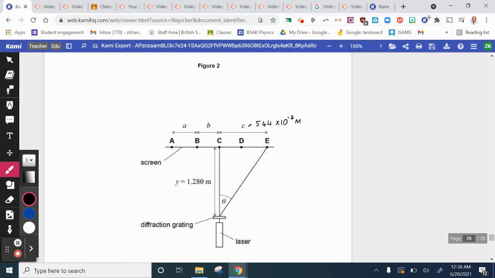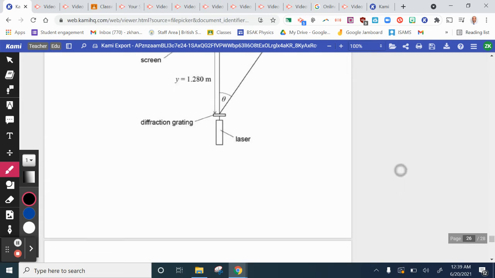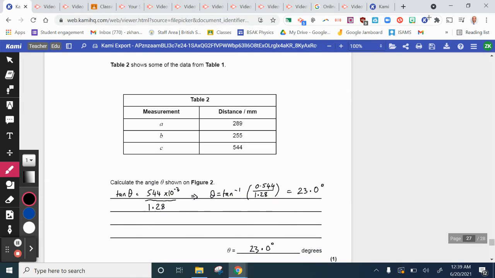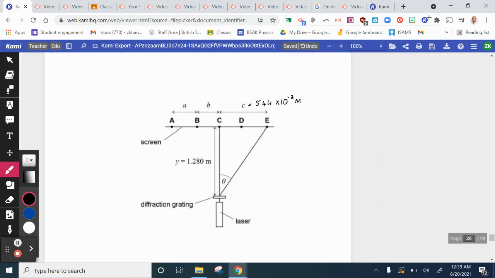Okay, so 1.28 meters is the distance from the grating to the screen. And we know that the distance from there to there is 544 millimeters, as we've seen from the table, and that is 544 times 10 to the minus 3 meters to get that in meters. So what's the question? Calculate the angle theta.